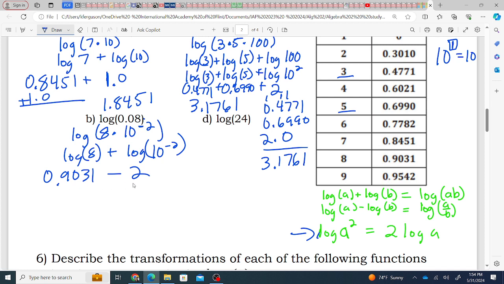So now I've got to subtract 2. So in this case, I'm going to say 2.0000 and 0.9031. I'm going to subtract. So I need to borrow it right there. That's going to be 10, and then that goes to 9.